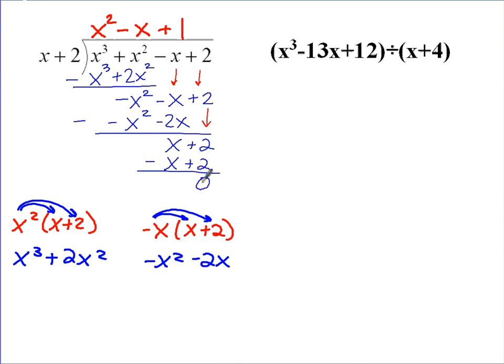So there's no remainder. So x cubed plus x squared minus x plus 2 divided by x plus 2 is x squared minus x plus 1.